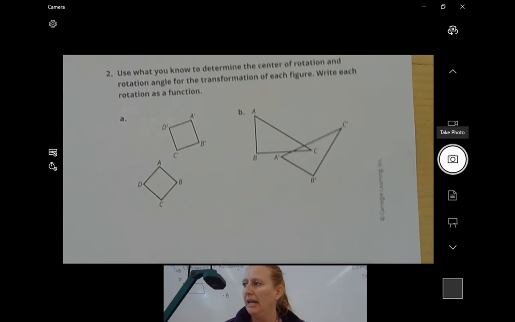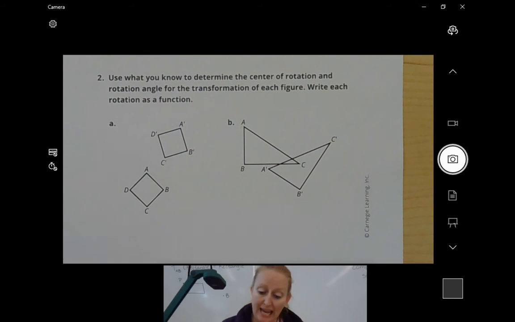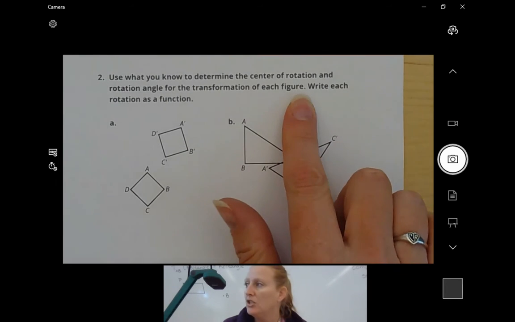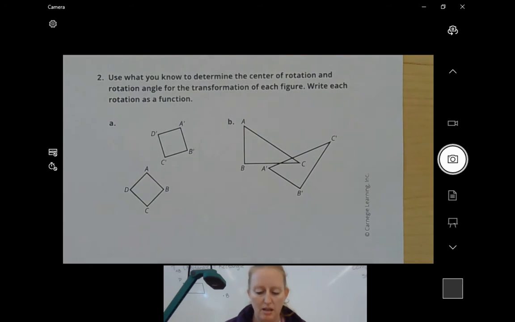So I'm going to do part A, and then I'll let you have fun with part B, okay? For part A, I'm going to find the center. And once I find that angle, I'm going to write my rotation as a function. If you think you can manage this without me, that's cool. Hit pause, work it out. Totally fine. If not, feel free to watch and play along.